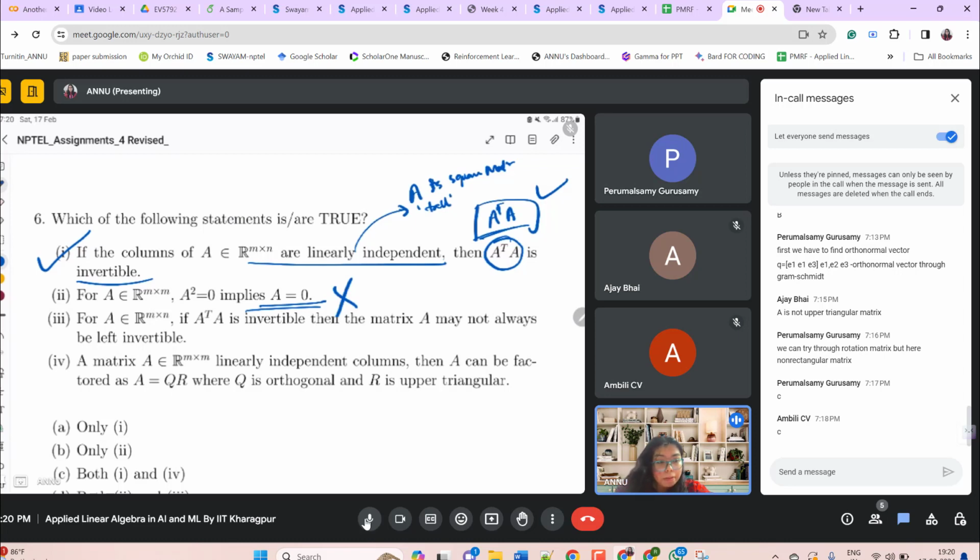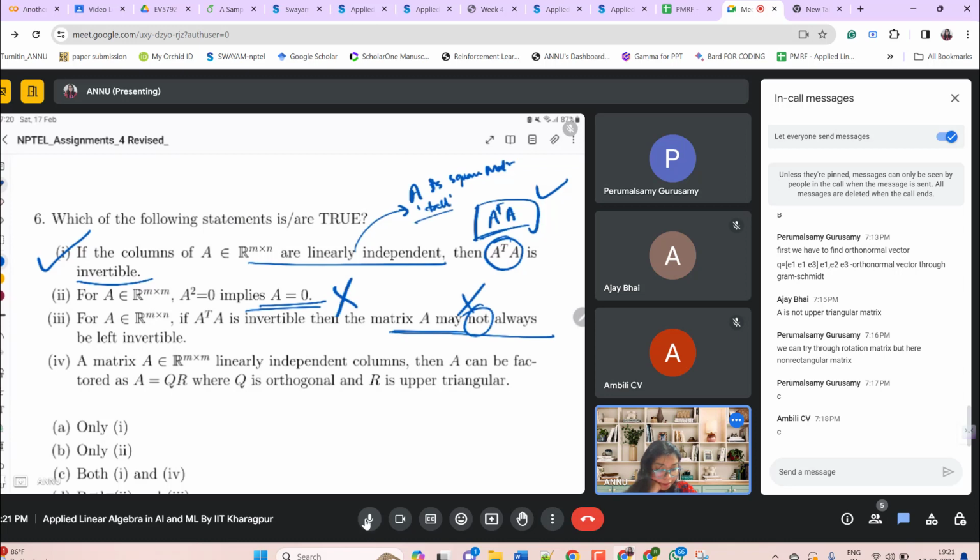Option number 3: for A belonging to R^(m×n), if A is invertible, then A may not always be left invertible. It should always be left invertible, the word 'not' should not be there. Okay, it should always be left invertible.